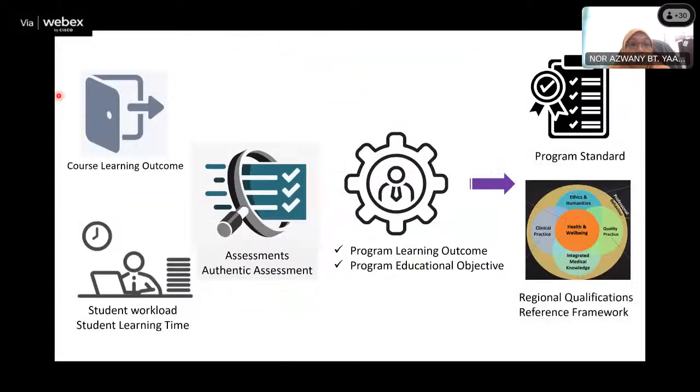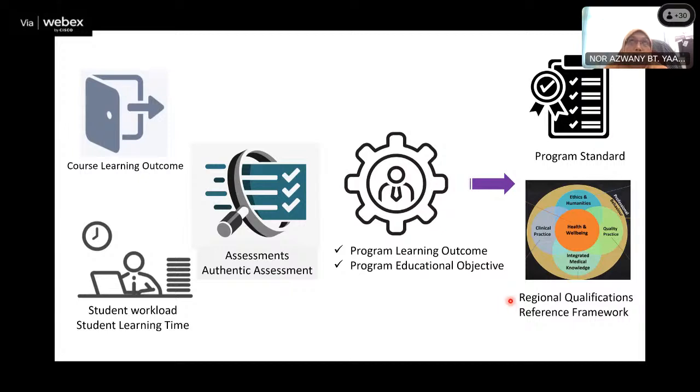We looked into our course learning outcome, we looked into student workload or our student learning time, and we looked into our authentic assessment and how we attain that in our PLO and PEO. And all our programs, we have actually complied with the medical degree program standard for Malaysia. And we have also aligned with the regional qualifications reference framework, which is from CALOHEA. So with this, what is the impact or what can be implied from this?